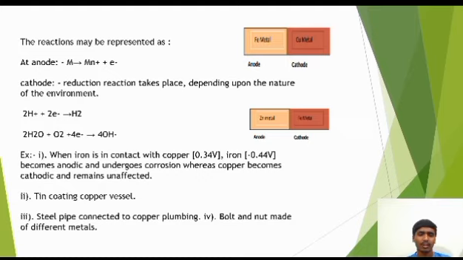For example, when iron is in contact with copper, iron becomes anodic and undergoes corrosion, while copper becomes cathodic and remains unaffected. Other examples are tin coating on copper vessels, steel pipe connected to copper plumbing, and bolts and nuts made of different metals.